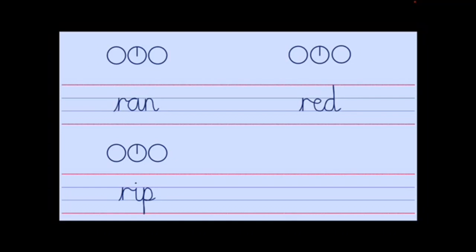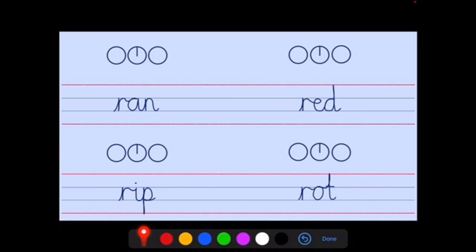rot. R, O, T. R is R. O is O. T is T. So each of our words had a different vowel sound, but they were all short vowels. The short vowel sounds that we've covered so far: A, E, I, and O.